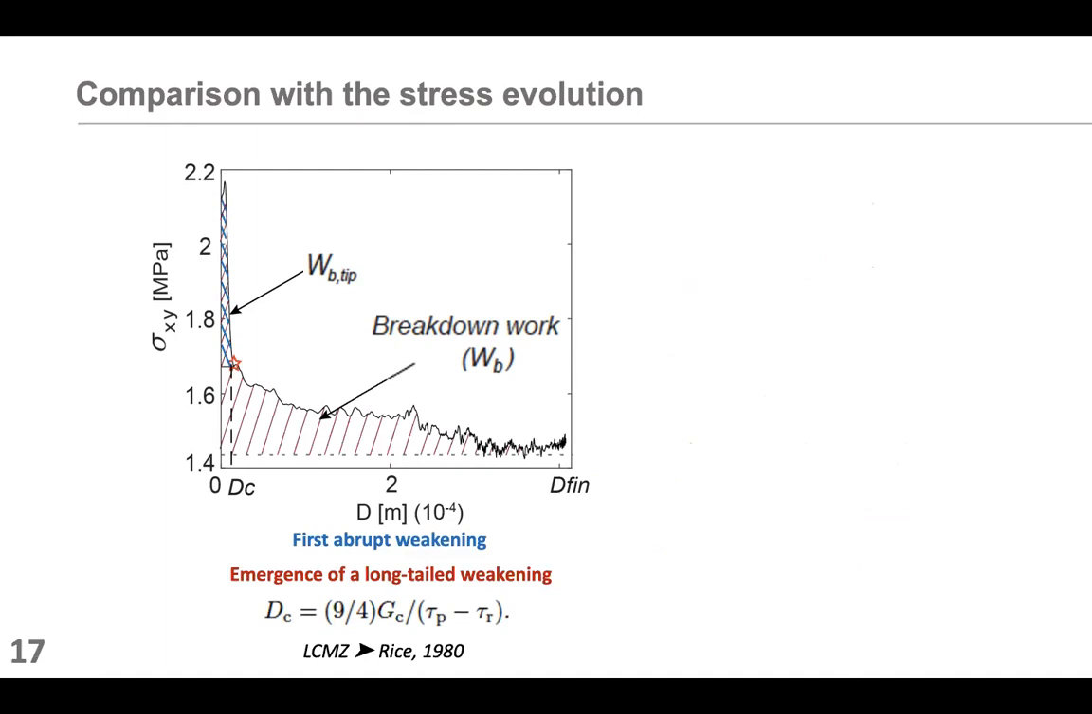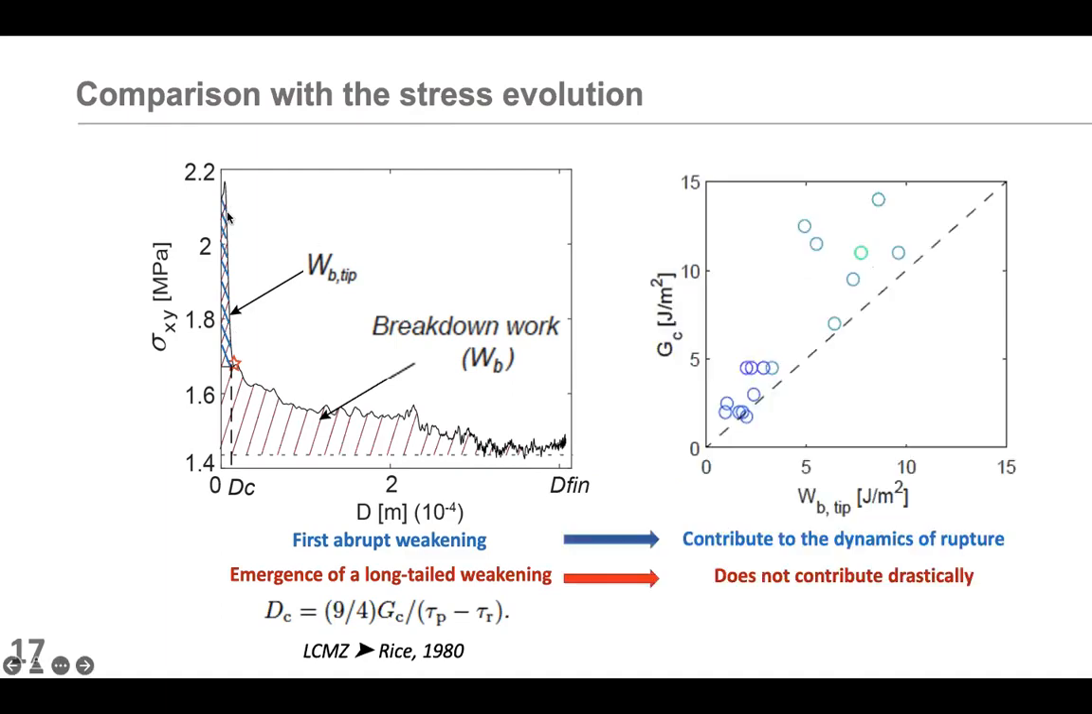However, you can see that there is a second, large-scale weakening that occurs far from the crack tip, which corresponds to the complete breakdown work. These values of breakdown work are much larger than the energy release rate measured at the crack tip. So what does it mean concretely? It means that at the scale of our experiments, only a part of the complete breakdown work, only a part of the total weakening, controls the dynamics of the rupture tip.